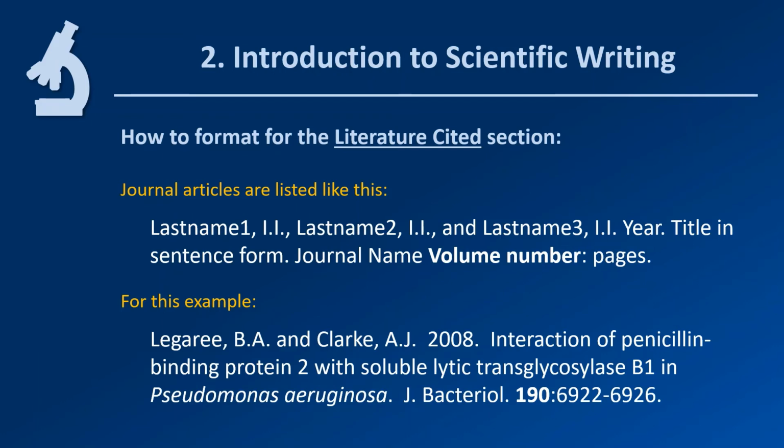There's the word and, Clark, A.J., the year 2008, the title, Interaction of Penicillin Binding Protein 2 with Soluble Lytic Transglycosylase B1 in Pseudomonas aeruginosa. So I know it's a bit of a mouthful. You can ask me about it sometime if you want some more information. So notice the species name, Pseudomonas aeruginosa, is in italics, and the genus is capitalized, but everything else in that sentence is lowercase except for the first letter. So it's like a sentence. There's the name of the journal, J. Bacteriol., which is abbreviated for the Journal of Bacteriology. The volume number is 190 in bold, and then of course the page numbers.